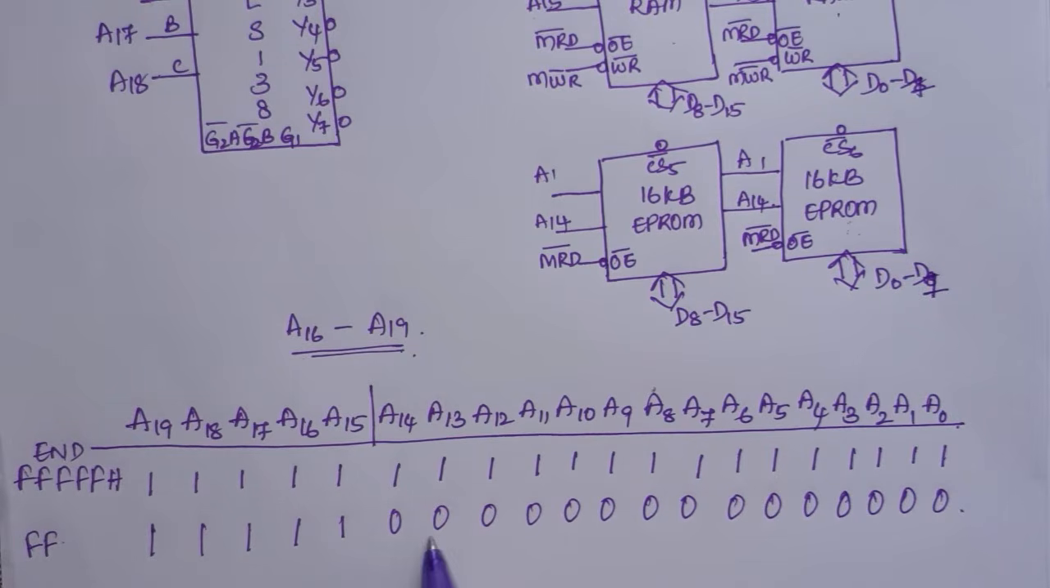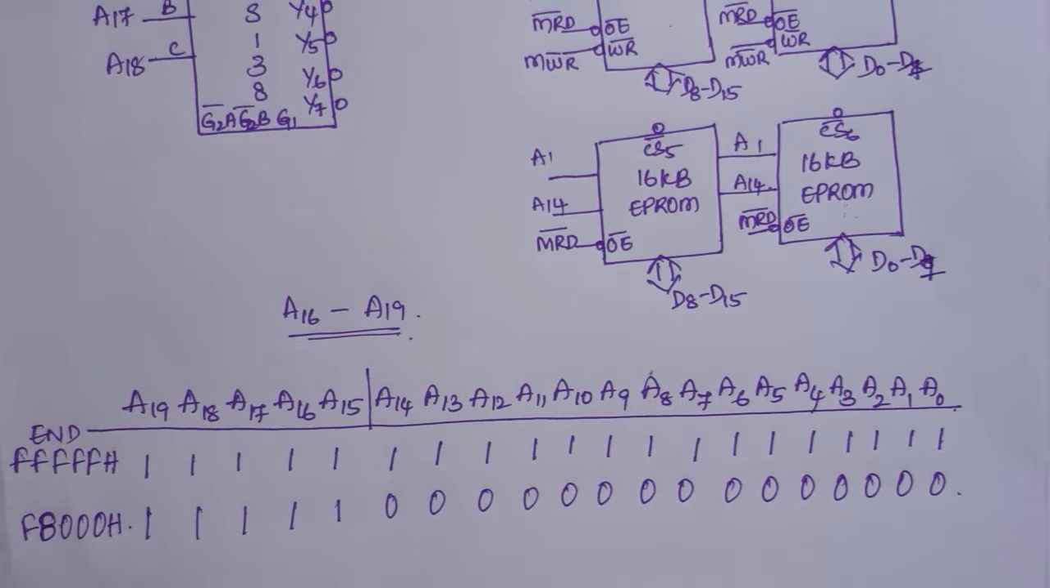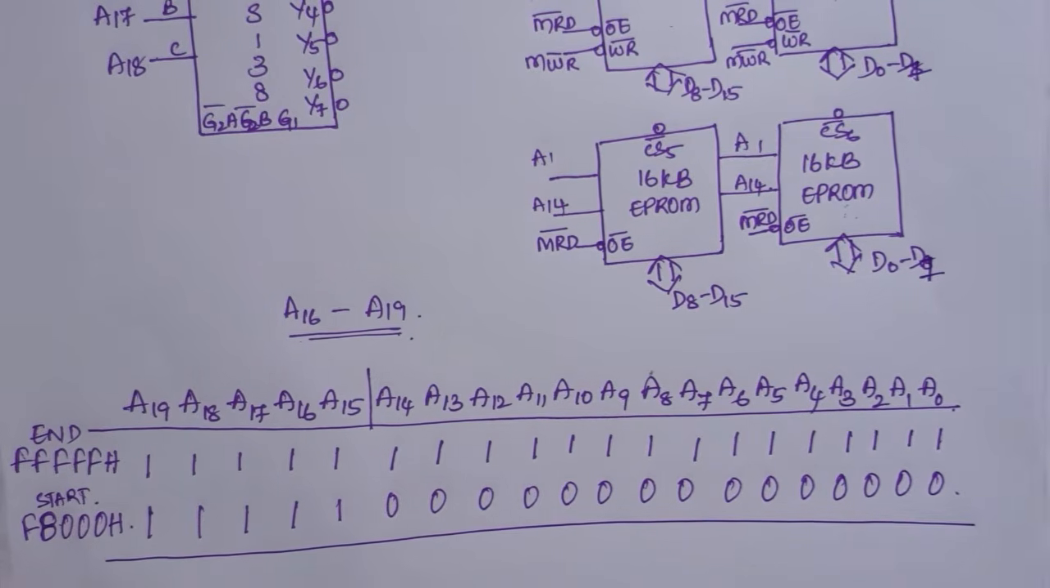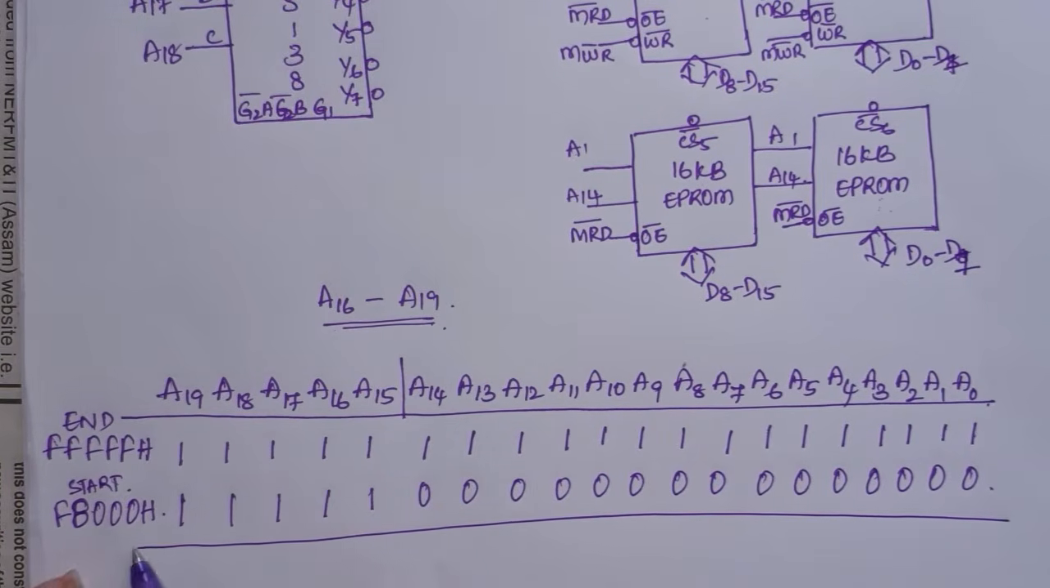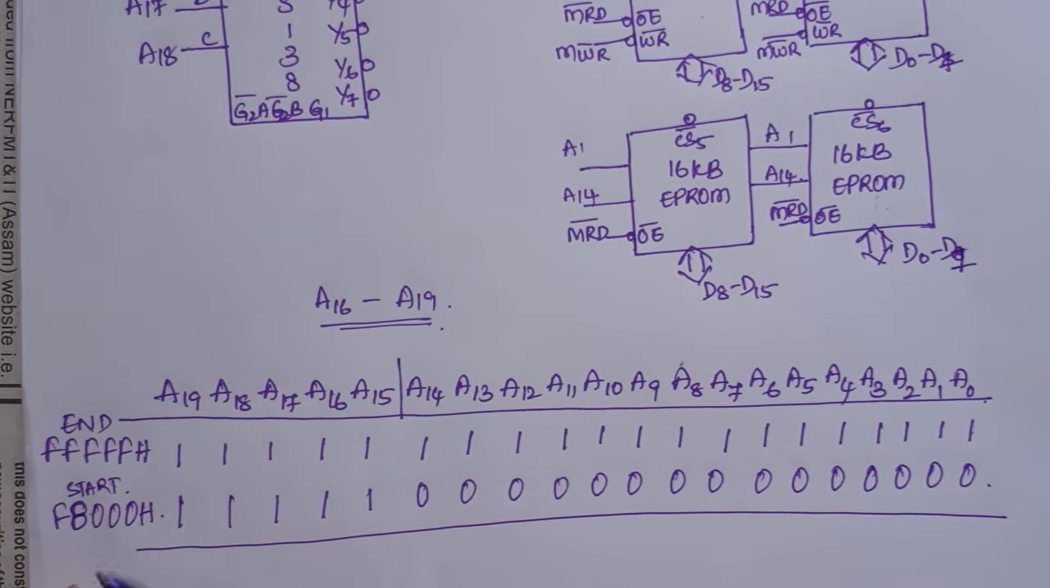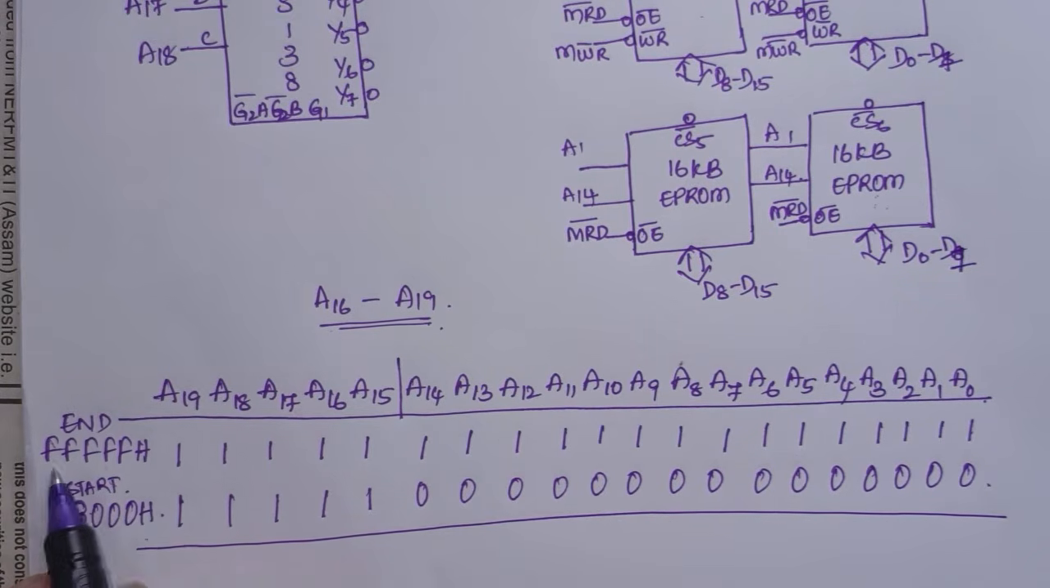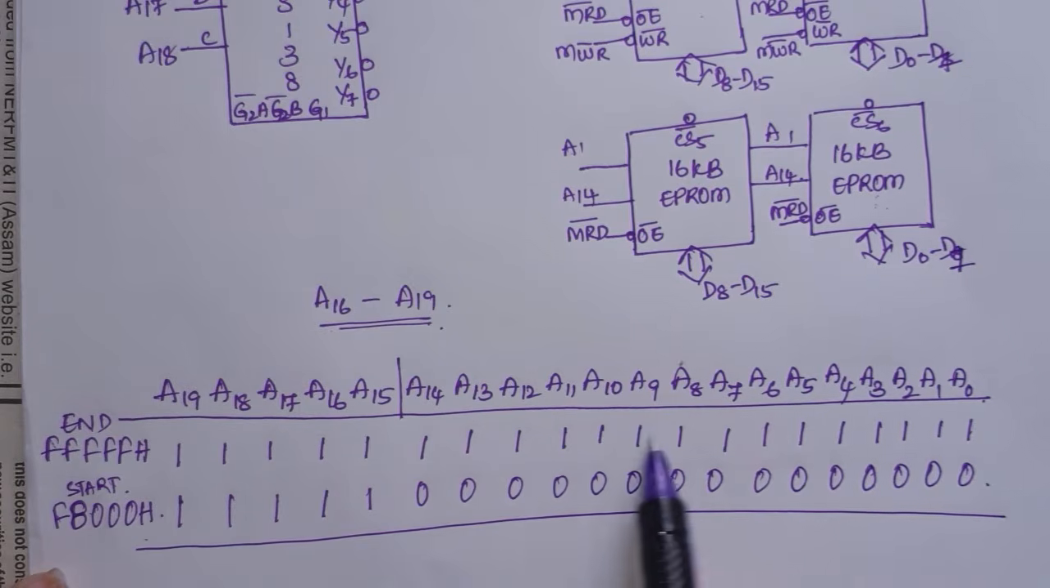F, these 4 bits, it is 8, F8000H. Okay, so this is the start address of ROM. If we want the ROM to be connected, ROM addresses must be present at the end of the memory space. Then we need to take the addresses like this. First I have written the end address.